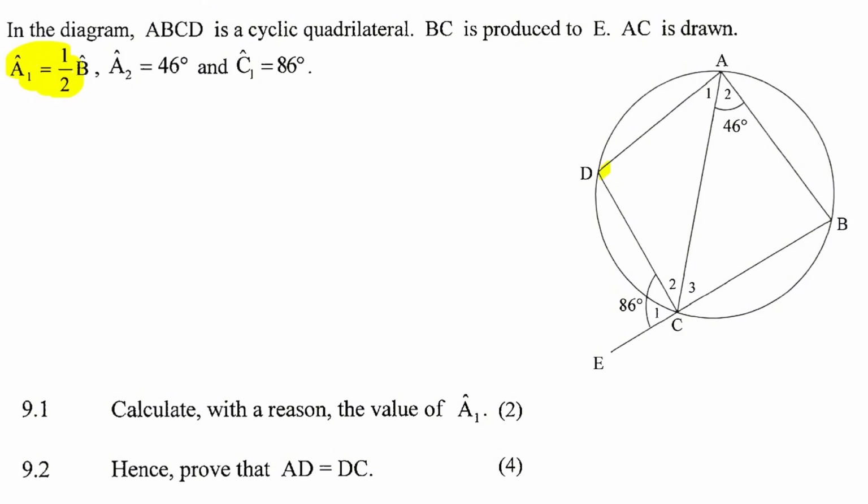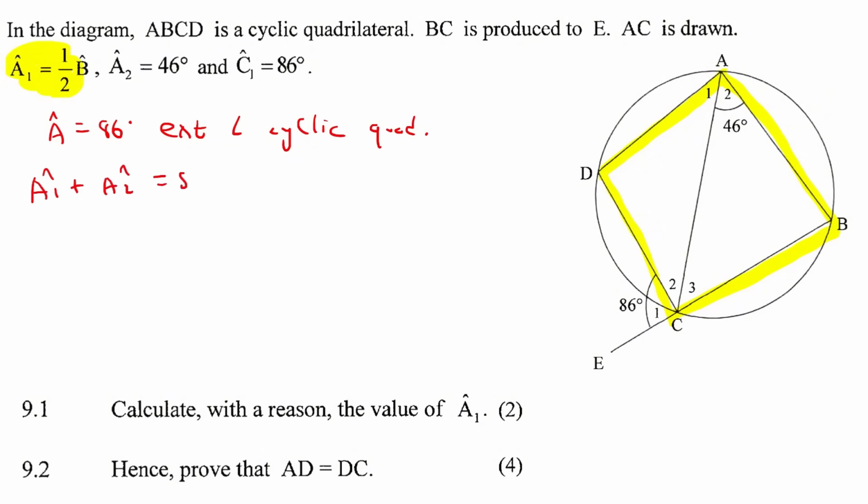Okay, so here we have a cyclic quadrilateral. Now we know that the exterior angle of the cyclic quad is going to be equal to the interior opposite angle. So that's this whole angle. So the whole of angle A is going to be 86 because of exterior angle. So then we can say that A1 plus A2 must be 86. So then A1 would have to be 86 minus 46, which would be 40 degrees. So A1 is 40. Okay, so we got that. Now, remember that if this is 40, they told us that A1 is half of B. So that means B must be 80.